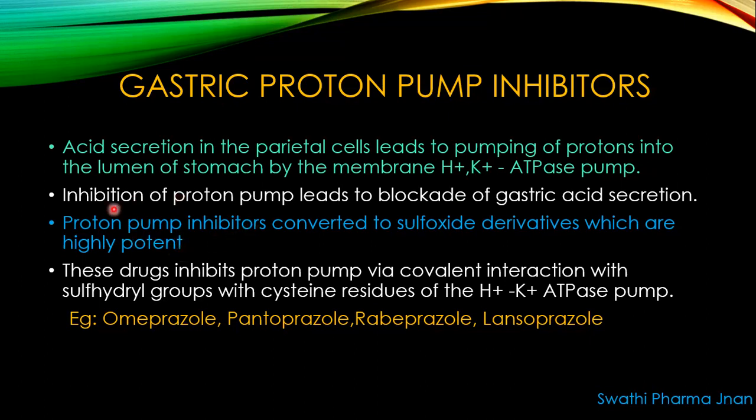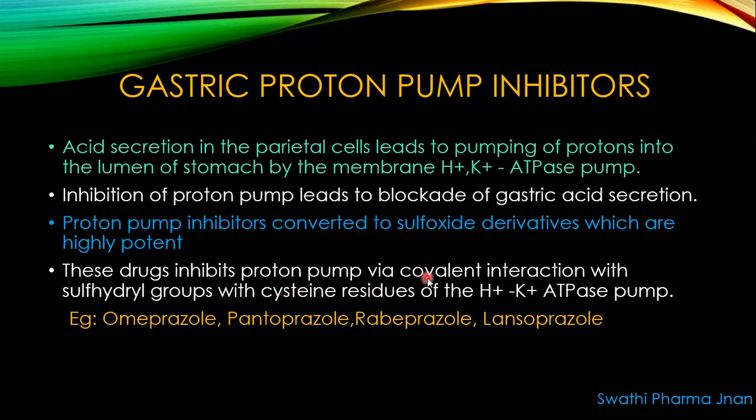Proton pump inhibitors, after entering the gastrointestinal system, convert into sulfoxide derivatives, which are highly potent. These drugs inhibit the proton pump via covalent interaction with sulfhydryl groups of cysteine residues of the H+/K+ ATPase pump. So these proton pump inhibitors will inhibit the proton pump, that is the H+/K+ ATPase pump.